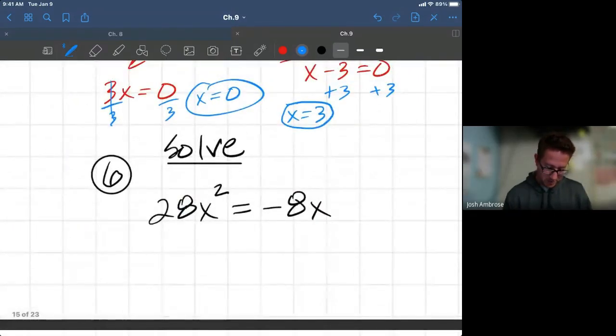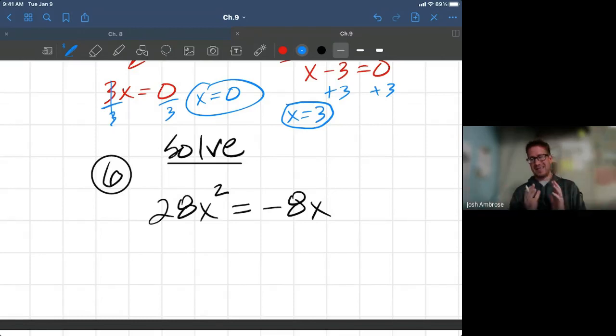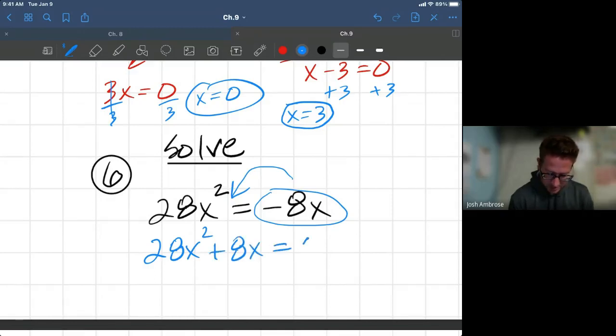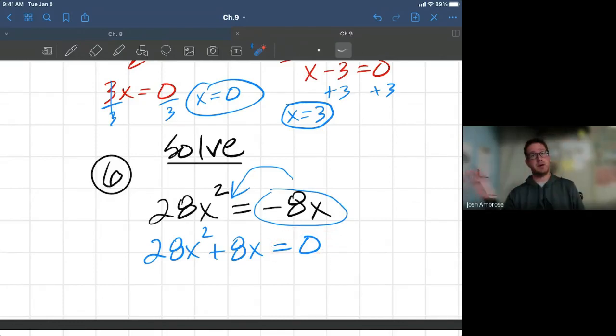Okay, final example problem number 6. All right, we got a couple steps here. First step, I'd like to get everything together. So I'm going to take this negative 8x and bring it over, because I want this to actually say 28x squared plus 8x equals 0. That's the key thing. The equals 0 needs to be all there by itself on the other side.